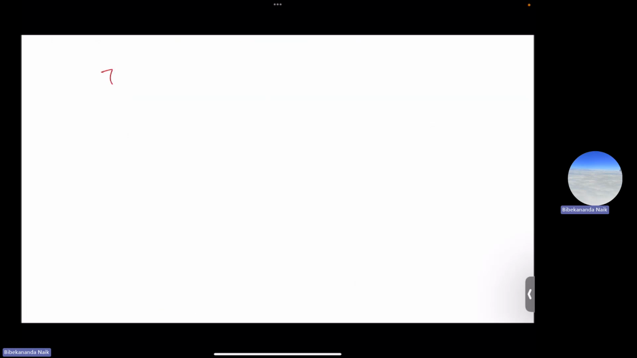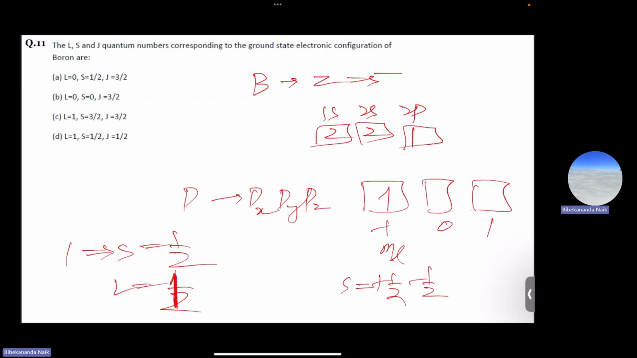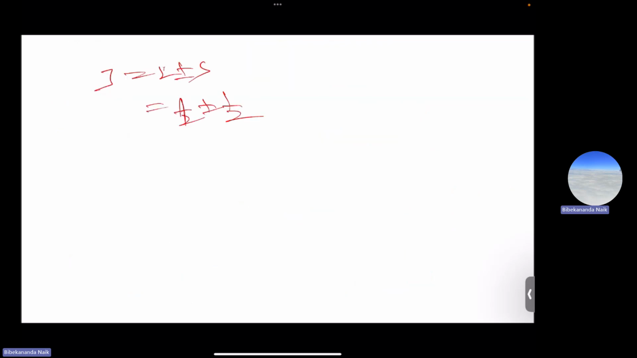So considering the spin orbit splitting, j is equal to l plus s and l minus s. Wait, one minute. L is not half. L is 1, because it is p. For p, L equals 1, so it will be L plus S, that is 1 plus half, or 1 minus half. 1 plus half is 3 by 2, 1 minus half is half. So the J values are 3 by 2 and half.